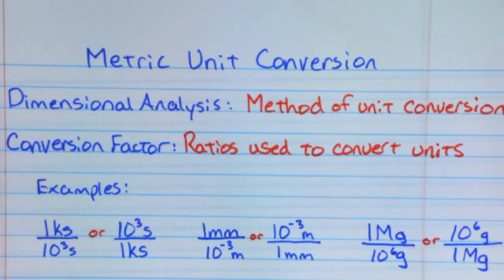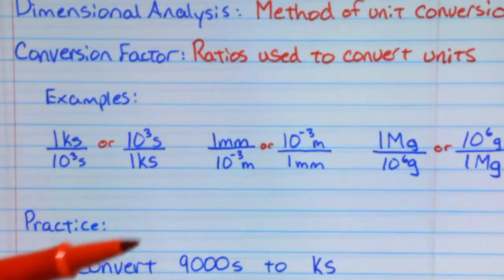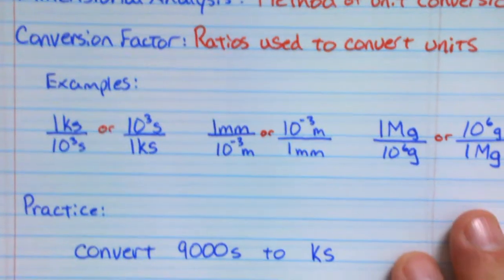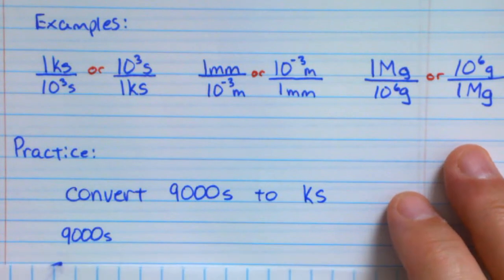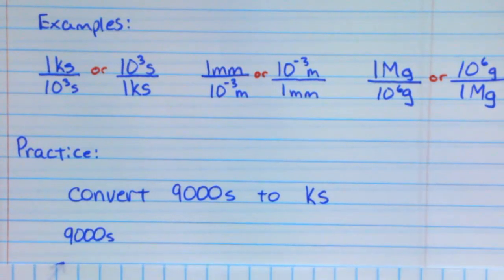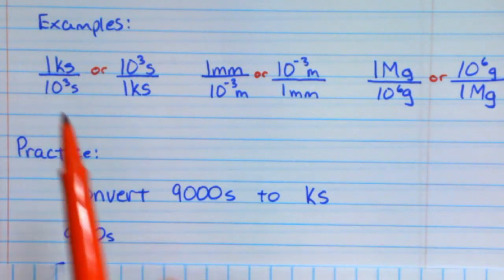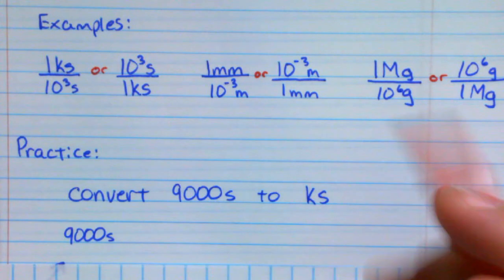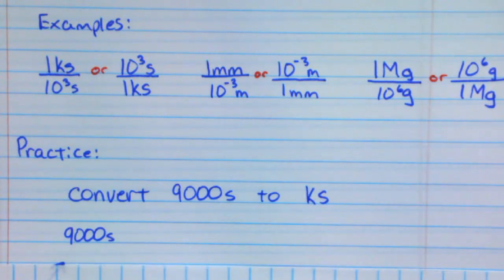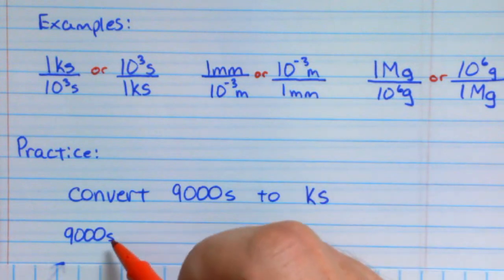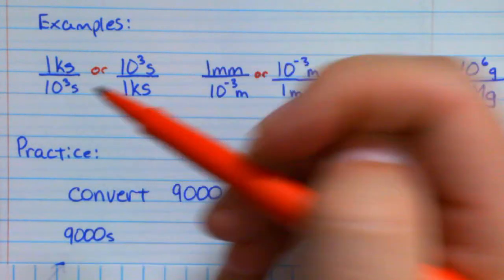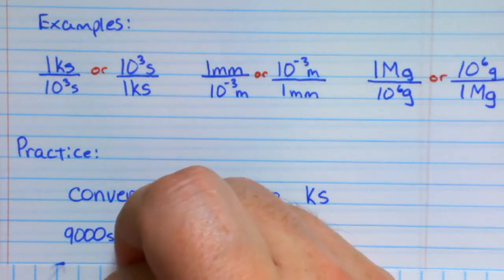If we're going to convert 9,000 seconds to kiloseconds, we would use our conversion factors to do that. And so we know the relationship between seconds and kiloseconds because we have our conversion factor up here. The way that we use this is to take advantage of the fact that any number, unit, or symbol divided by itself will equal 1. And since we have seconds, we want to divide by seconds, because if we have seconds divided by seconds, that will cancel out.